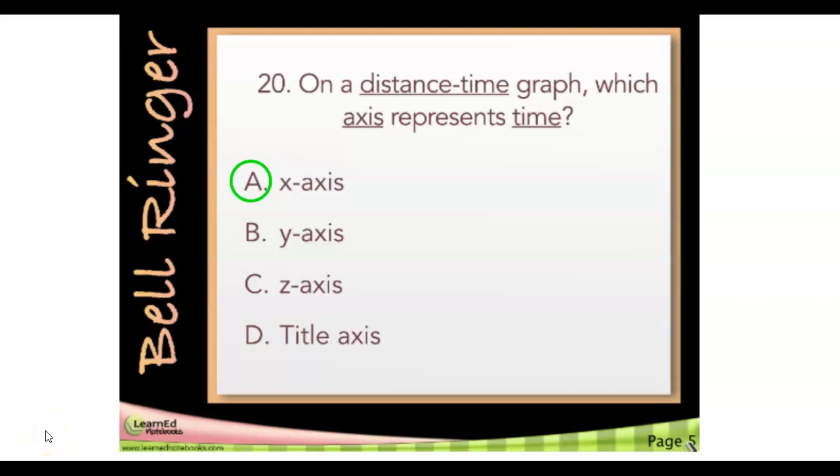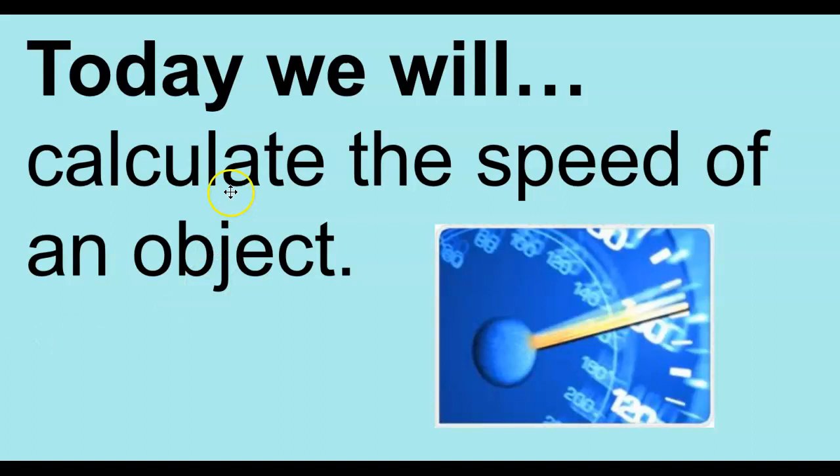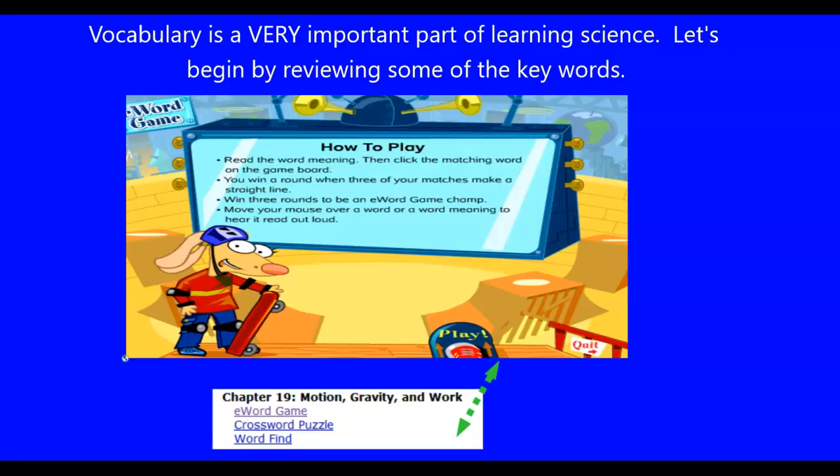So now we have completed our talk about the third law of motion. It is just that every action has an equal and opposite reaction. So now let's focus on calculating the speed of an object. Vocabulary is a very important part of learning science. Let's begin by reviewing some of the key words.